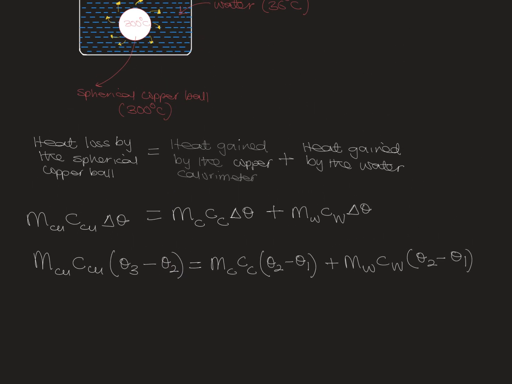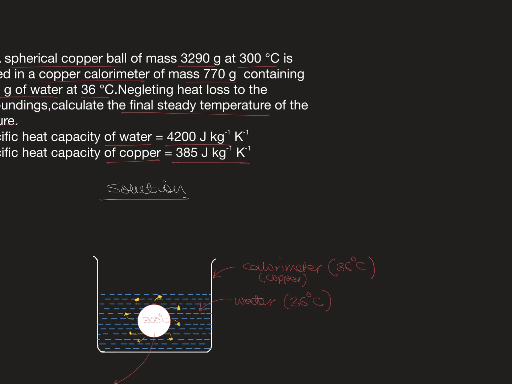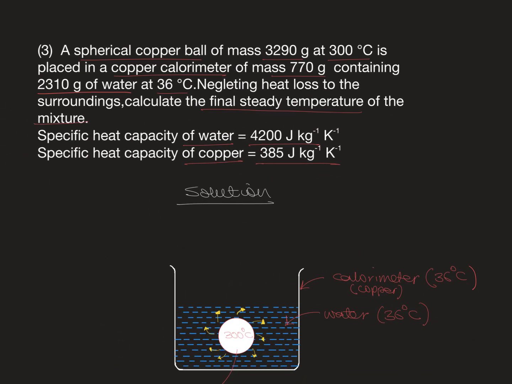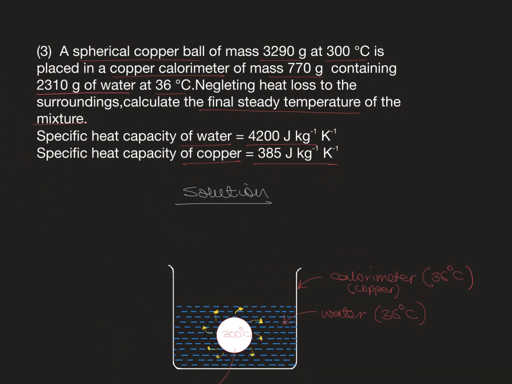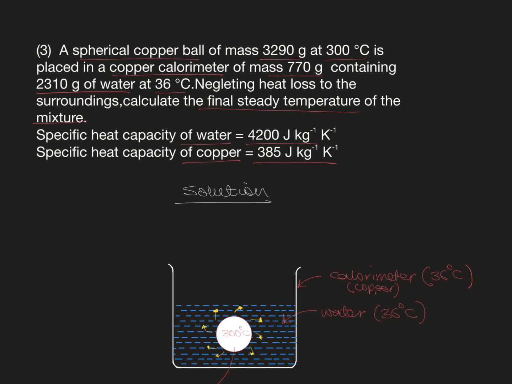So if we go back to take the data from the question, it says a spherical copper ball of mass 3,290 grams. That is, the mass of the copper ball is 3,290 grams. So that is 3.29 kilograms. The spherical copper ball is at a temperature of 300 degrees Celsius, and we call that theta 3. So that is 300 degrees Celsius. That is the initial temperature of the spherical copper ball.